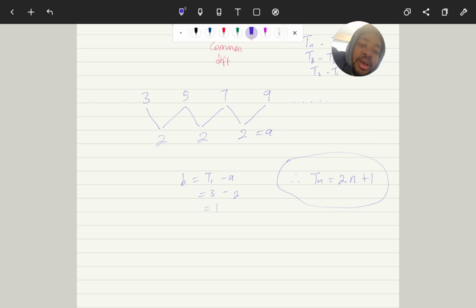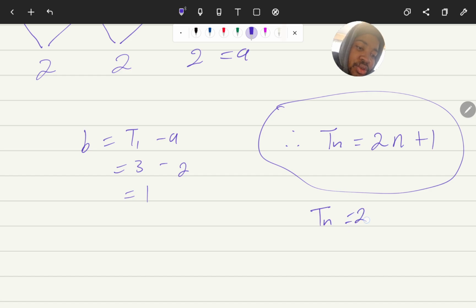Of course you can't keep on adding 2 up until you get to term 131. So now you can use the general formula to say Tn equals 2 into 131, plus 1. You multiply, that's 262 plus 1, which is 263. This is the term value for term number 131. Do you understand what I'm saying?